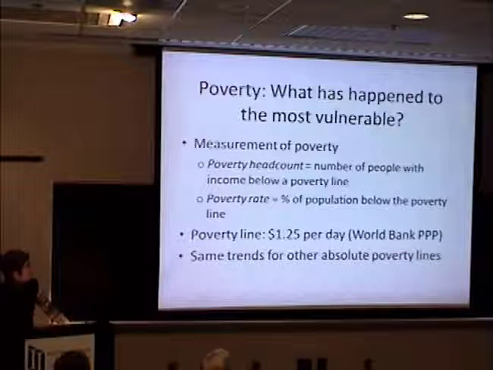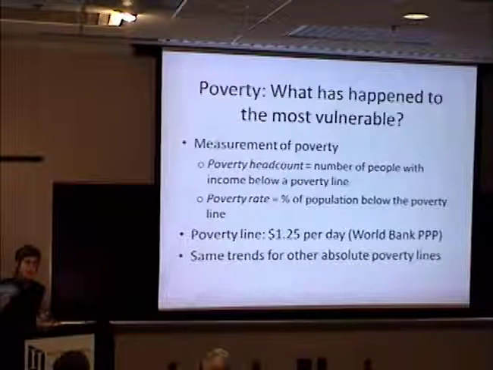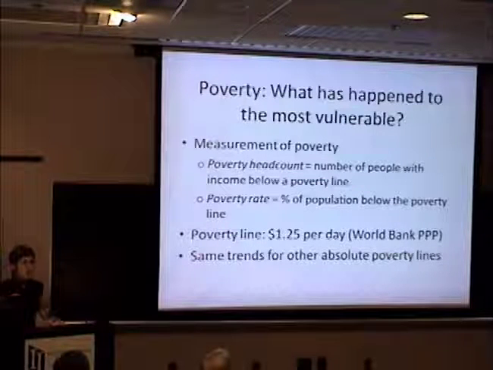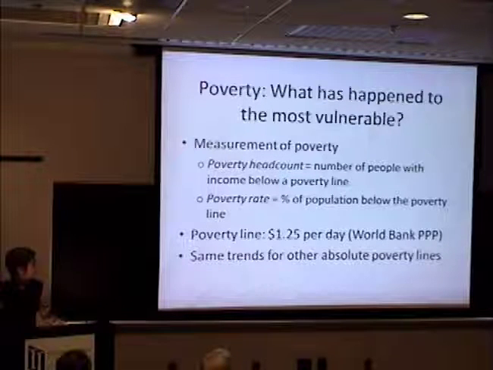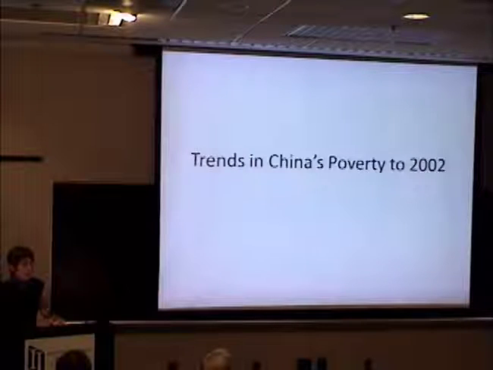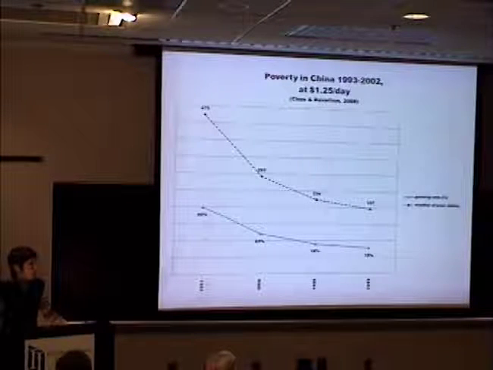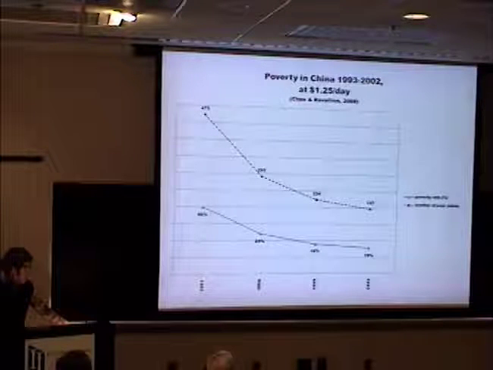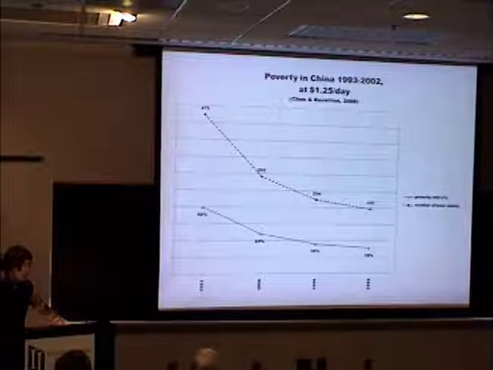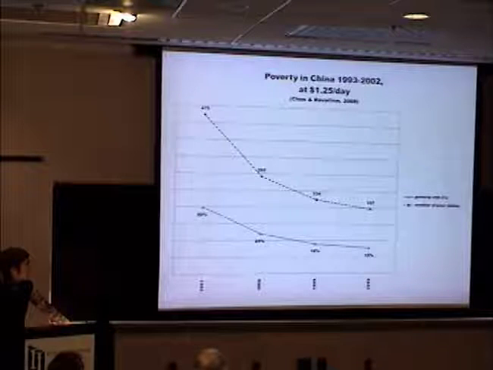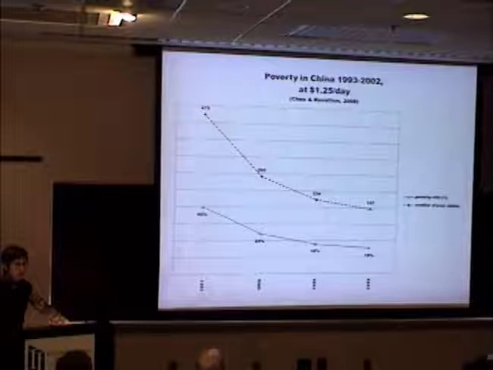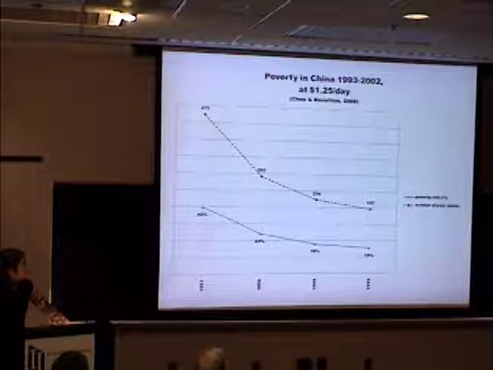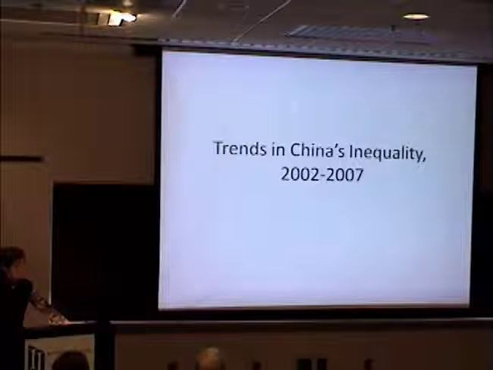The numbers are based on counting the number of people whose income is below $1.25 a day and looking at the share of the population that falls below that threshold. So first, looking at what happened prior to 2002, these are estimates from Chen and Ravallion. The poverty rate and the total number of poor declined markedly. In the early 90s, over 40% of the population was below this poverty line. By 2002, 15% of the population was below the poverty line. And the number of poor dropped from nearly 500 million to less than 200 million. So that's a lot of people no longer below the poverty line, at least by this kind of analysis.